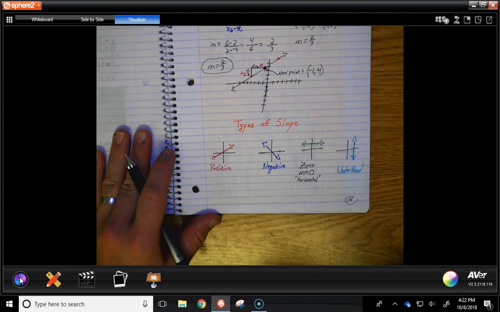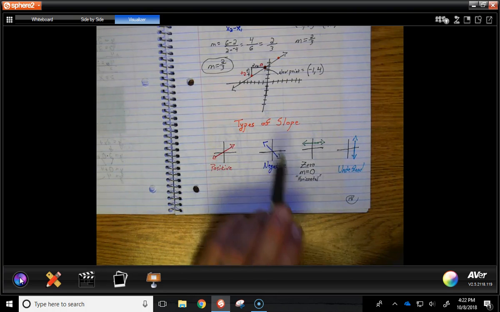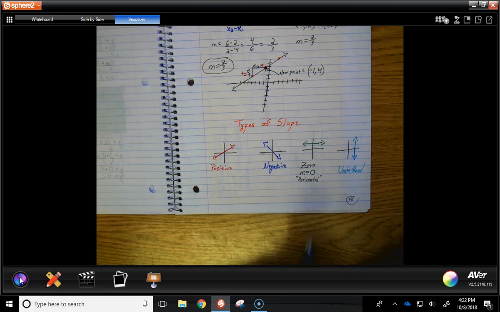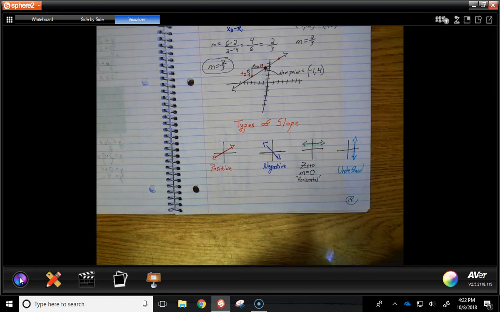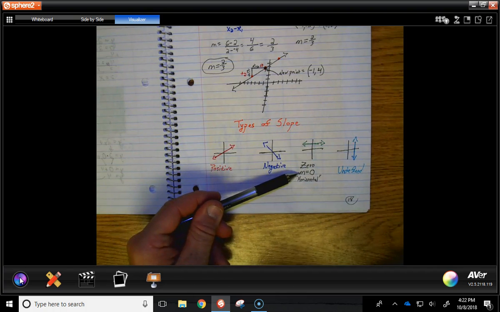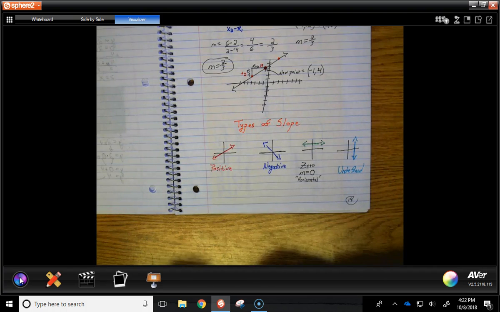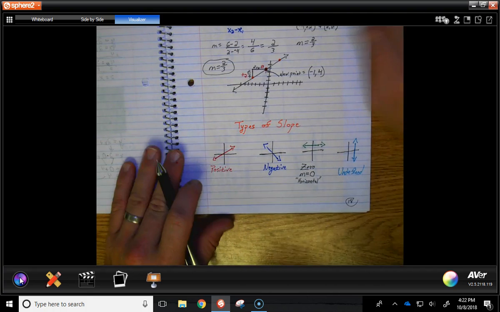Our 4 types of slopes. Positive: when you read it left to right, it's moving up and to the right. Negative: going from the left to the right, it's moving down. A horizontal slope is what we call 0. It's a slope that is just straight left and right. The slope is equal to 0. And then a vertical slope is what we call undefined. That's when our denominator equals 0, and we cannot have that. So we say there is no slope, it is undefined.